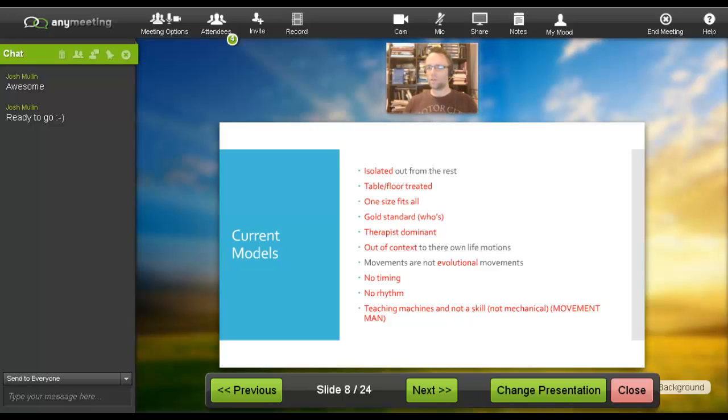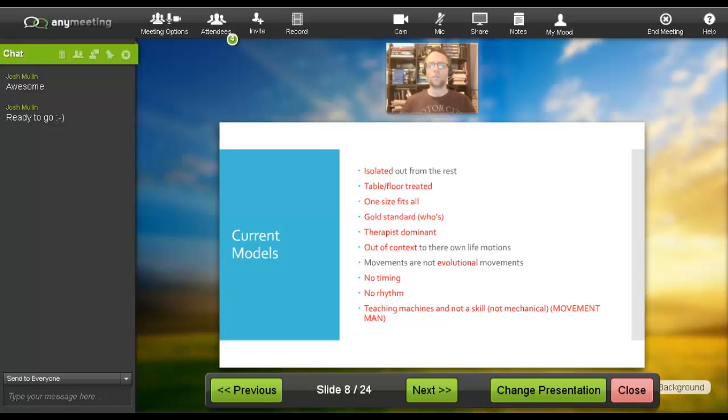But in general, most of those are isolated out from the rest of the body, taking a single part of the system away from its entire structure and trying to say that that part is responsible for whatever problem you currently have or are associated with having. It's also isolated from a table or floor treatment away from the evolutionary motions that we carry out. It's a one-size-fits-all model. It fits for me, it must work for the next person, it must work for the next person, it must work for the next person.